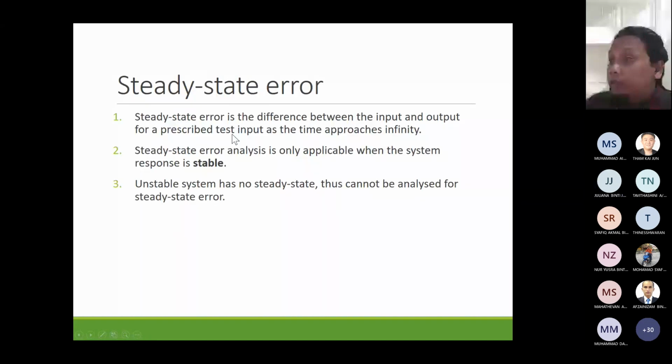Okay, now let's look at steady state error. Steady state error is the difference between the input and output for a prescribed test input as the time approaches infinity. The steady state error analysis is only applicable when the system is stable. If your system is unstable, then it will have no steady state error because it will not reach a steady state value. So we cannot analyze steady state error for an unstable system.